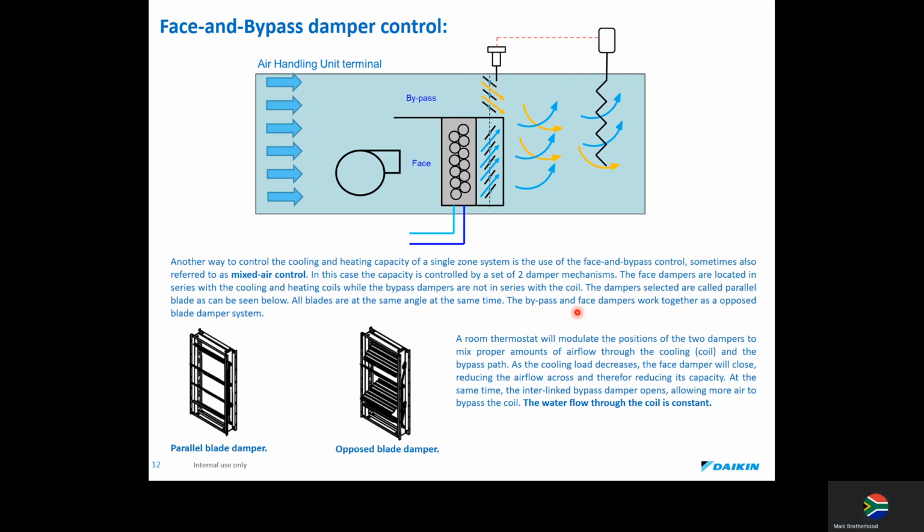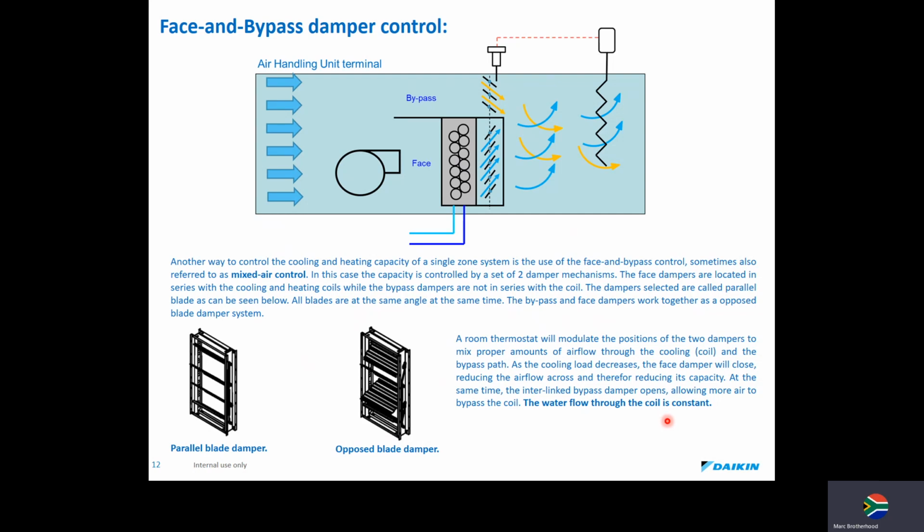Okay. The dampers selected are called parallel blades, as can be seen below. All blades are at the same angle at the same time. The bypass and face dampers work together, but as opposed blade damper systems. So here's an opposed blade damper system, and here's a parallel blade. A room thermostat will modulate the positions of the two dampers to mix proper amounts of airflow through the cooling coil, as well as the bypass path.